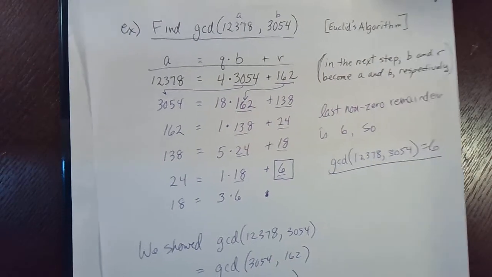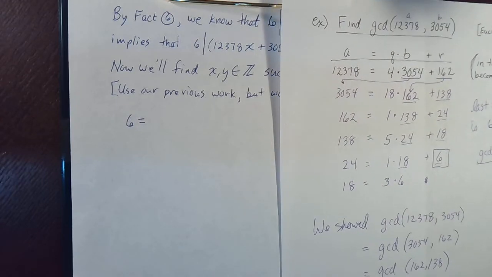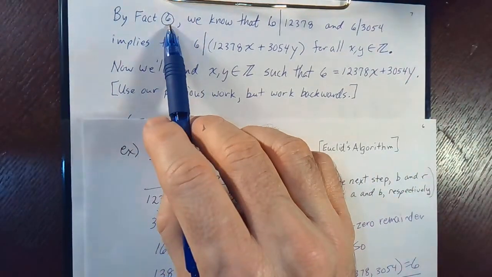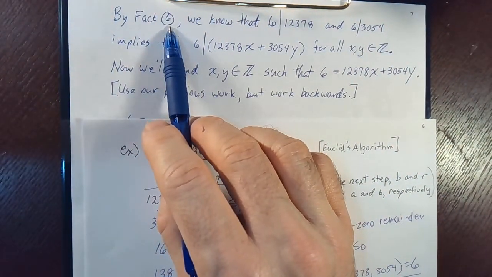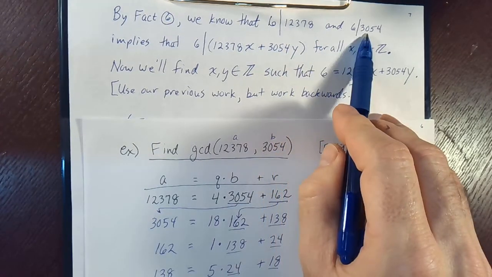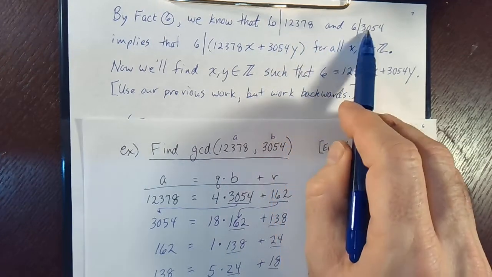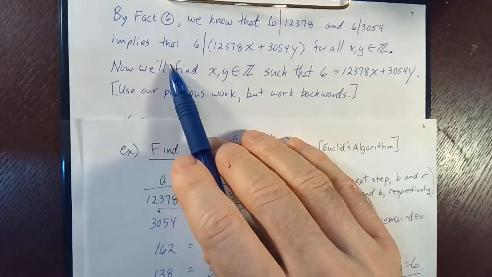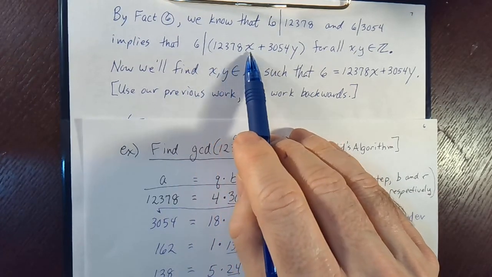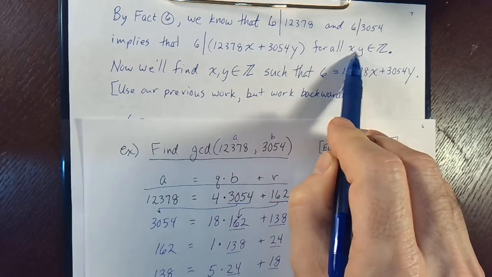So let's start that. Now we need this work, so I'm just going to slide the paper over a little bit. And let's read what we've got here. By fact number 6 that we looked at a few videos ago, we know that 6 divides this and 6 divides this, which means that 6 divides any linear combination of these two numbers, which is written right here. 6 will divide 12,378 times x plus 3,054 times y for every single integer x and y.